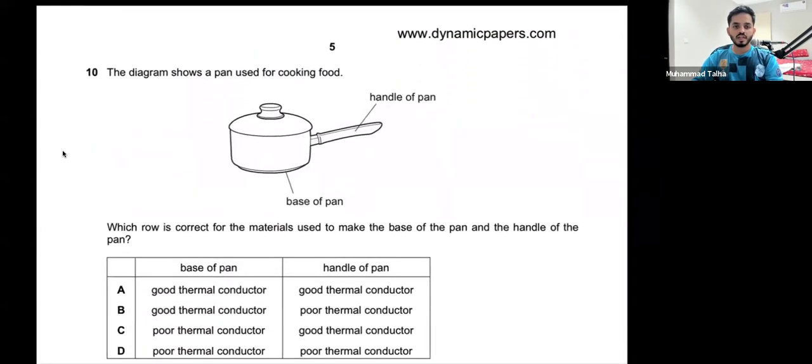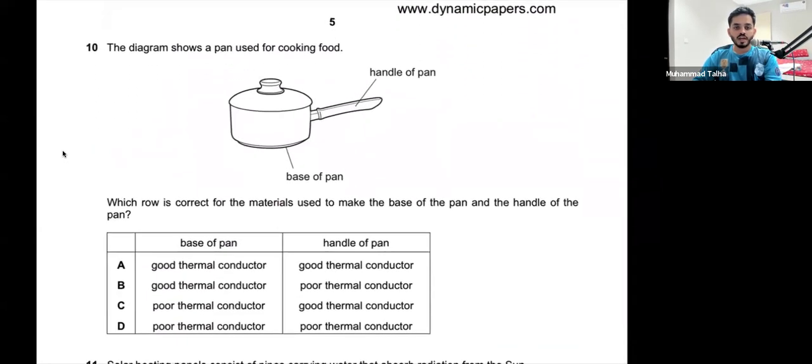All right, question number 10. The diagram shows a pan used for cooking food. Which row is correct for the materials used to make the base of the pan and the handle of the pan? I know that for the base of the pan, for the heat to be conducted, it must be a good conductor. So good and good. And for the person handling the pan, so that he or she does not burn themselves, it should be a poor conductor, or what I could also call a good insulator. So that's B. Easy.